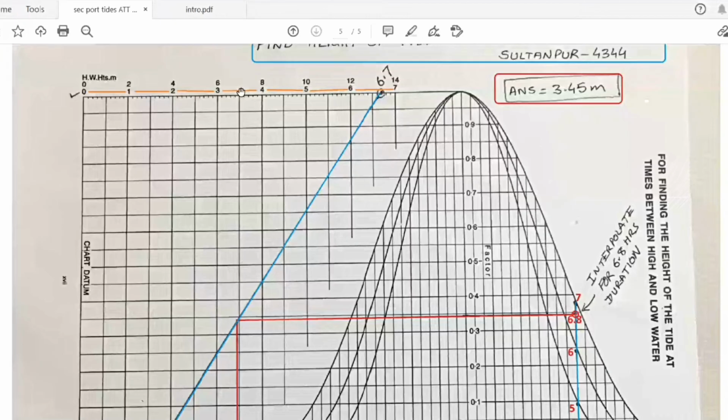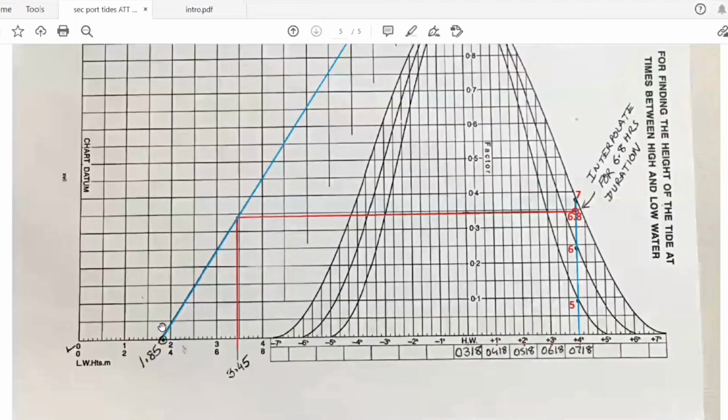The outer one is going from 0. So if you have got a value more than 7, then take the outer one. Otherwise use the inner one. So 6.7 is the maximum we have got, so we can use the inner scale 0 to 7. So 6.7 you mark here, and 1.8 you mark on the inner scale.